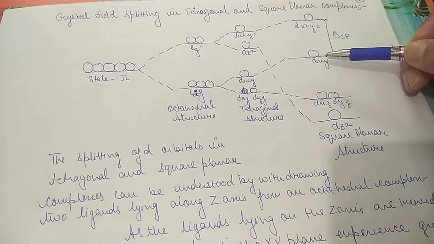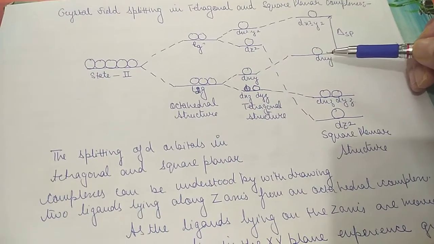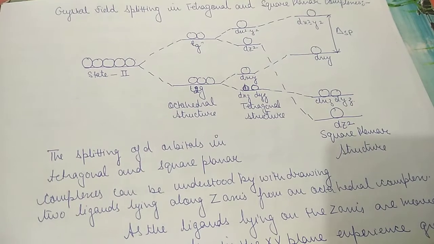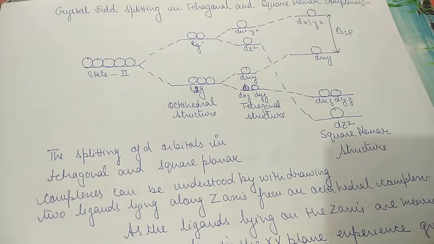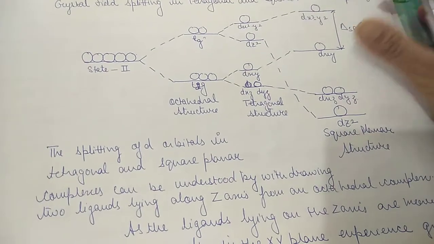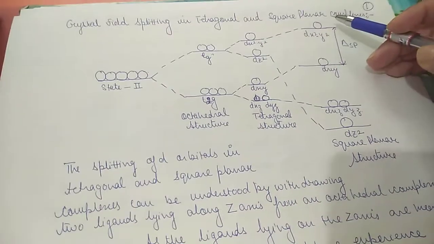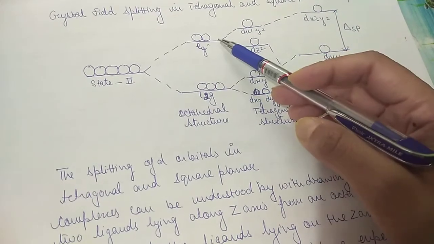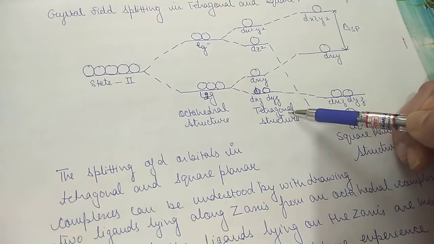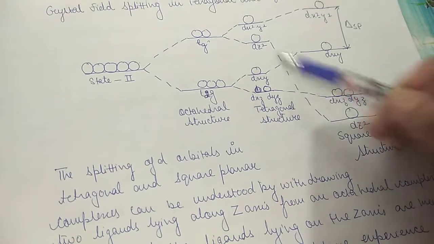Now, crystal field splitting in tetrahedral and square planar complexes. So we have done tetrahedral and octahedral complexes. Today we will do tetragonal and square planar complexes. So this is the splitting for octahedral complex, and in case of tetragonal complexes, what happens?